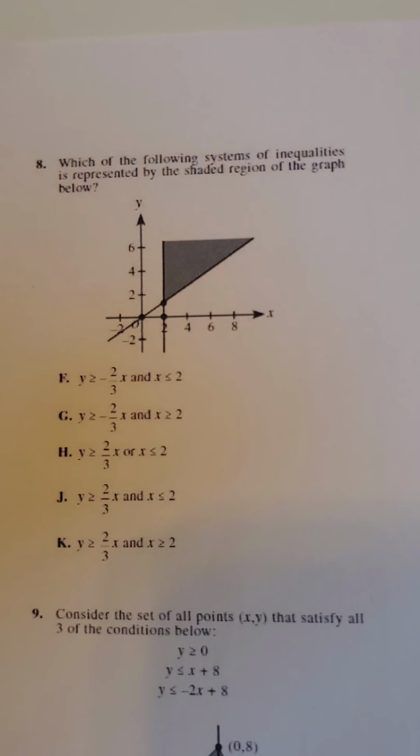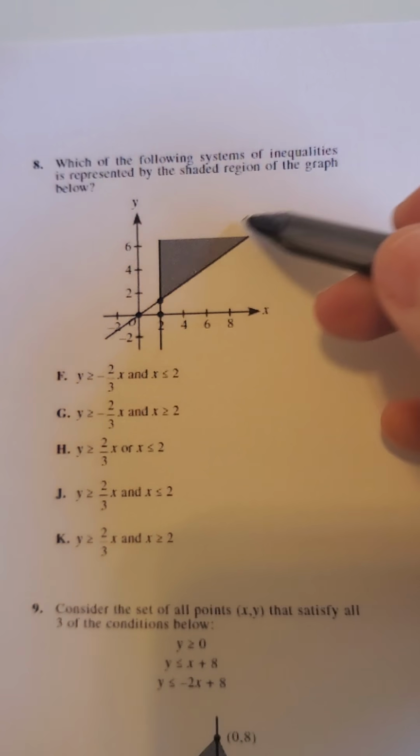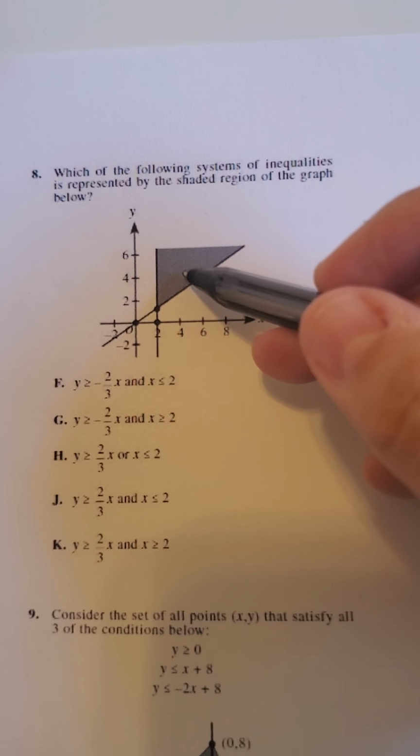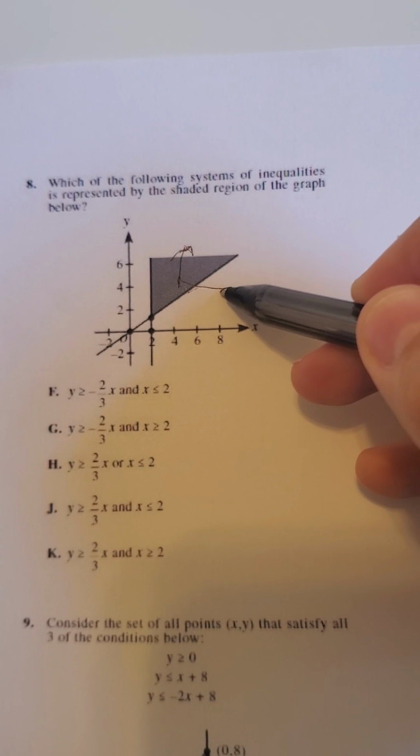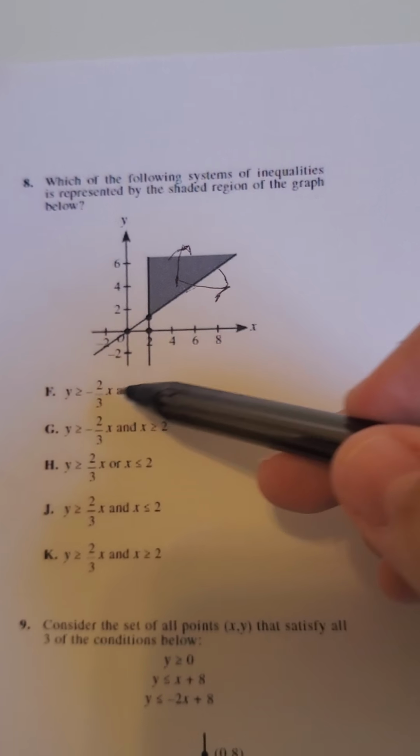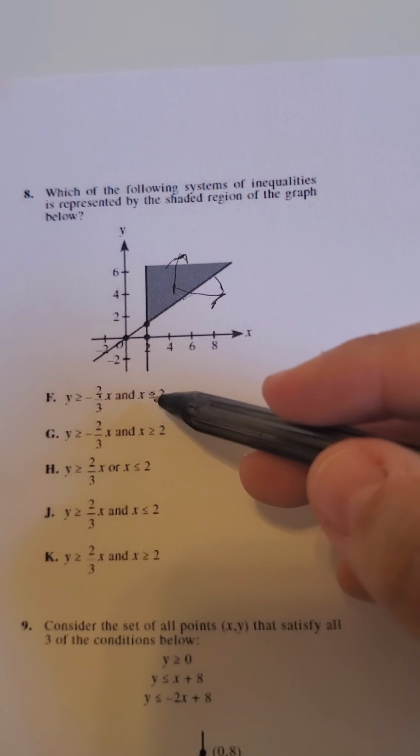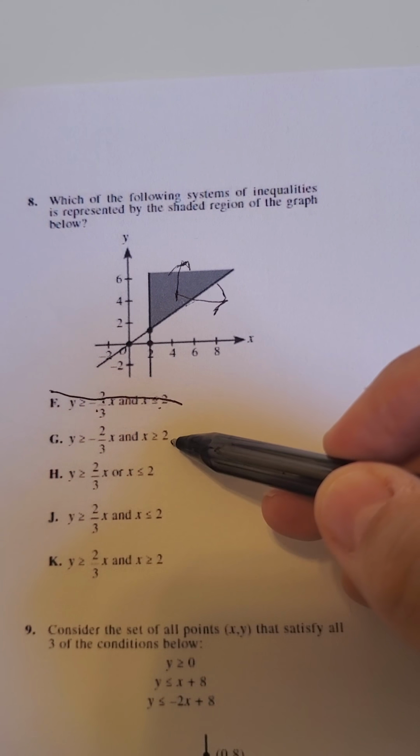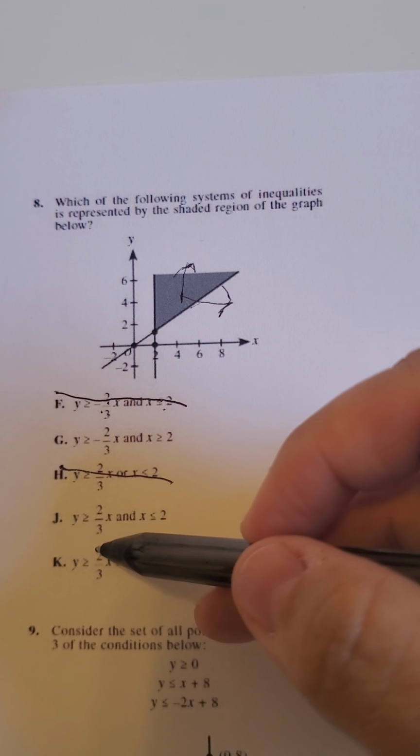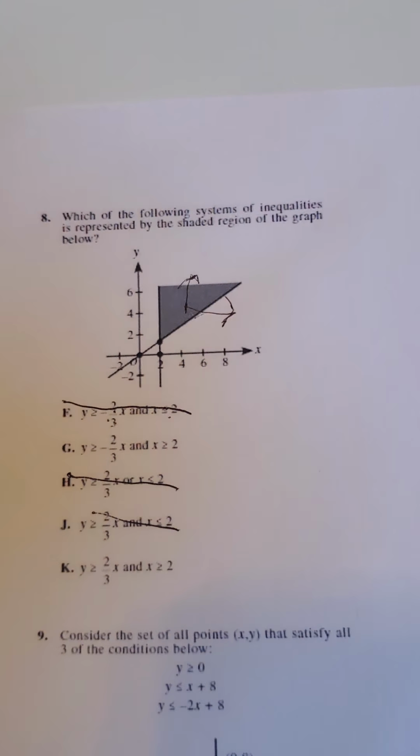Okay. Number 8. Which of the following systems of inequalities is represented by this? Okay, so if I look at this, I have two different lines, right? This line I'm shading above, so that's greater than. And this line I'm shading above, which would also be greater than. So my signs have to be both greater than or equal to in here. So if I look, F is not. That one's greater than, but that one says less than, so we rule that one out. That one's both the same. That one's not. And that one's not. And this one is. Okay, so now I know it's either G or K just off of that one piece of information.